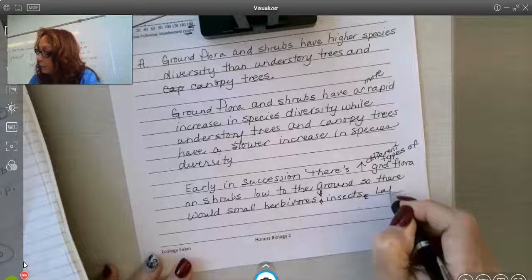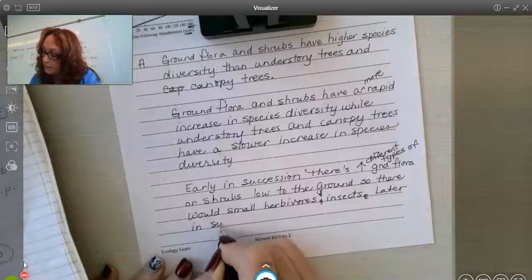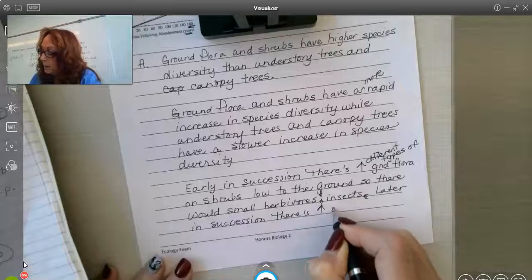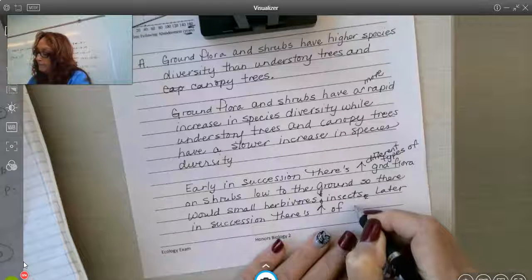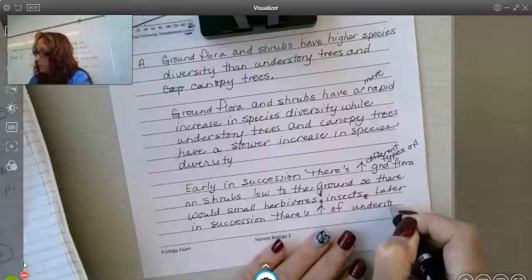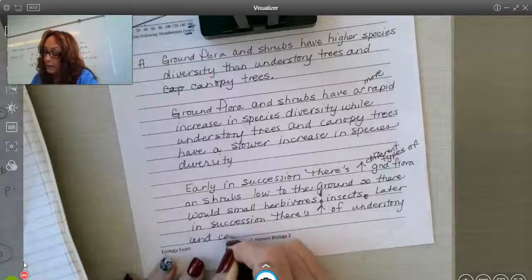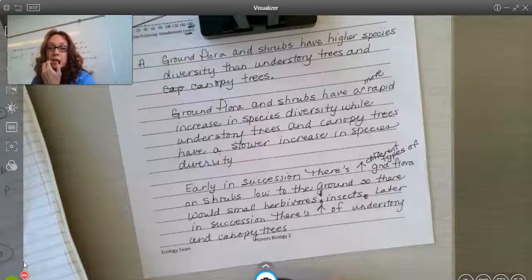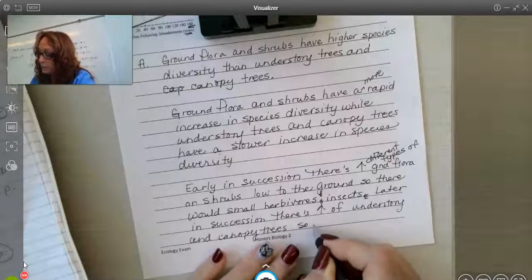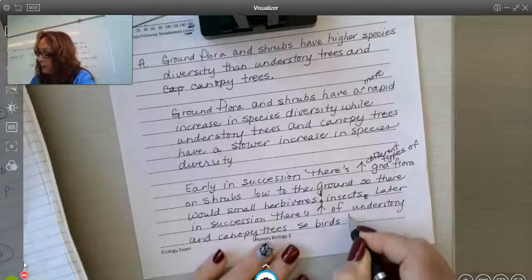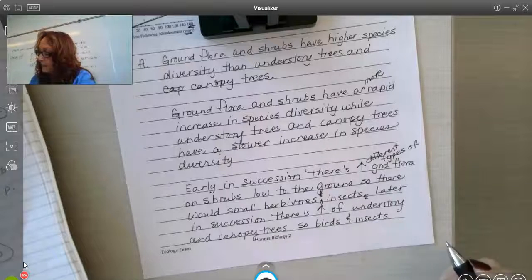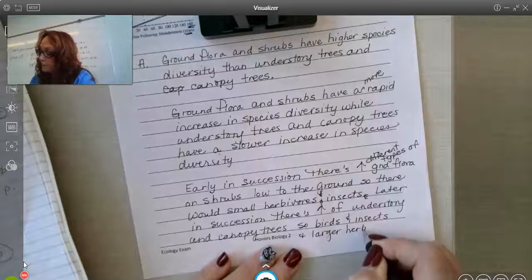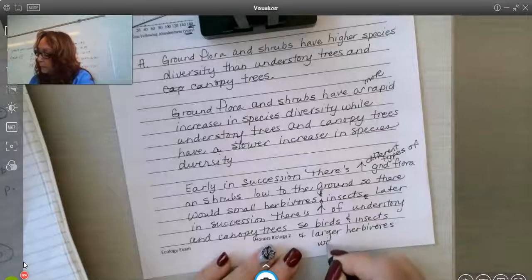Okay, and then later in succession, there's a lot of, what do they call them? Understory trees, understory, and canopy trees. So they're saying now you're getting taller, like there's bigger things. So what would live there? Birds. So now we'd have birds. Bugs are always there. And larger, that's what I want to say, and larger herbivores would live there.